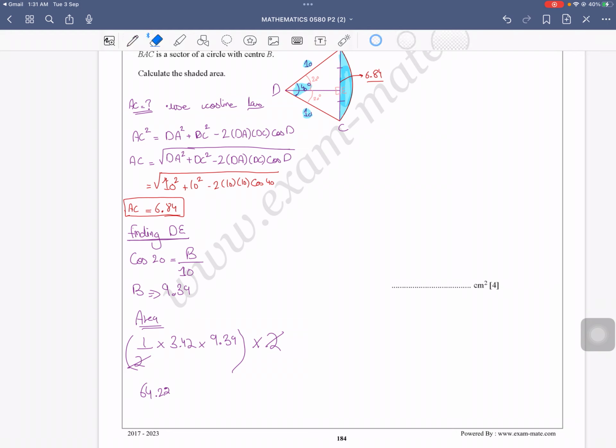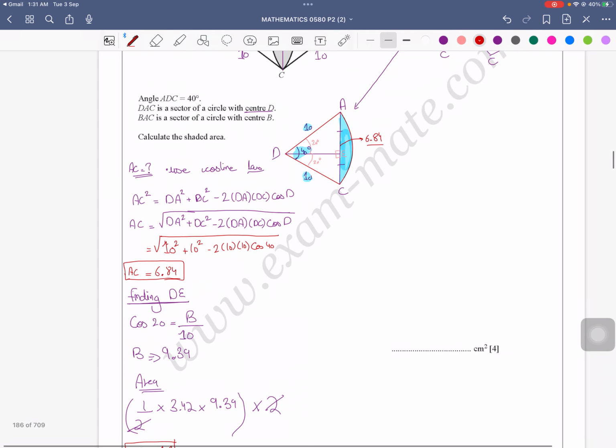Sorry, my bad, it's 32.11. Typo. So that is the area of the triangle, right? Now we are going to find the area of the sector, right? And how do we find the area of sector?